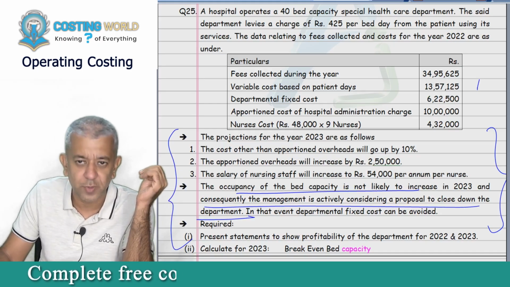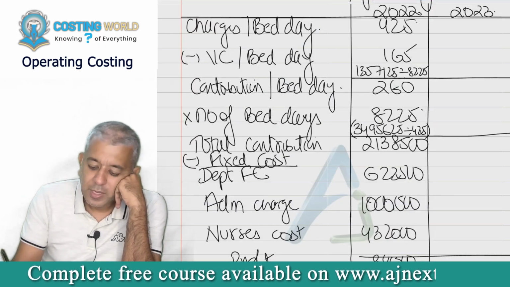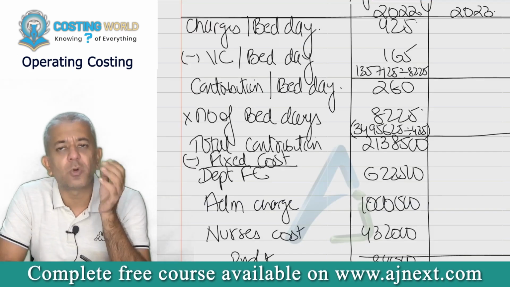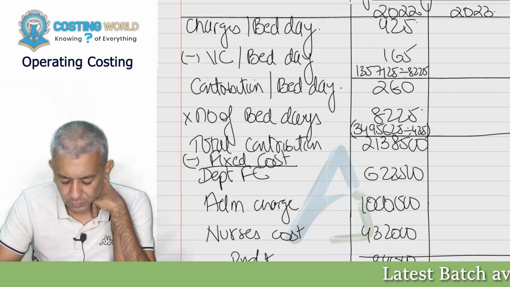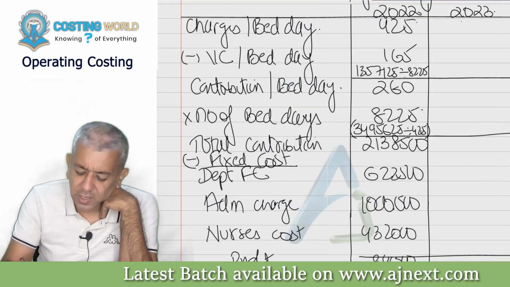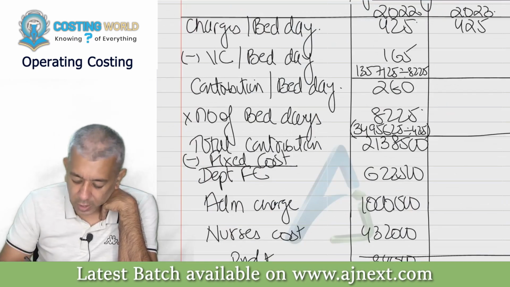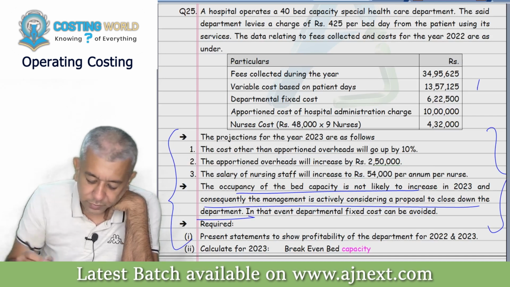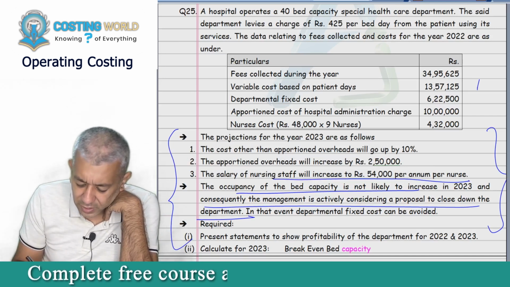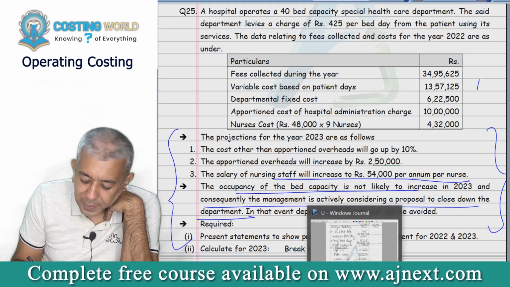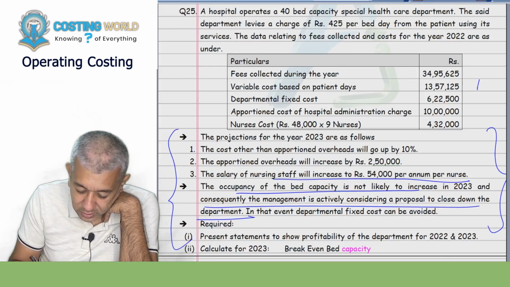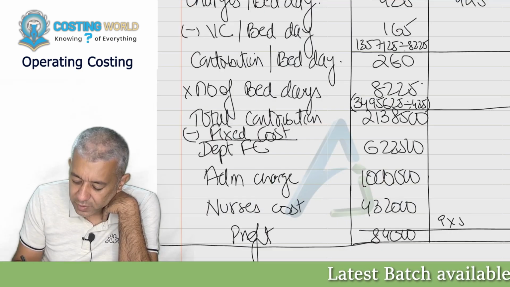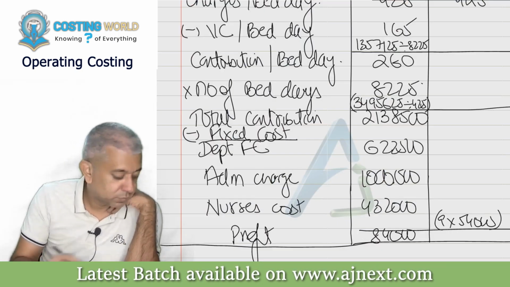Tell me, in 2023, how much you're going to be charging from each and every patient? Is that given to you in the question? If nothing is given, it should remain 425 here. Now see, I'm going as per the question now. Salary of nurses staff will increase to 54,000 per annum per nurse. So this will still be 9 nurses, but now it will be into 54,000.